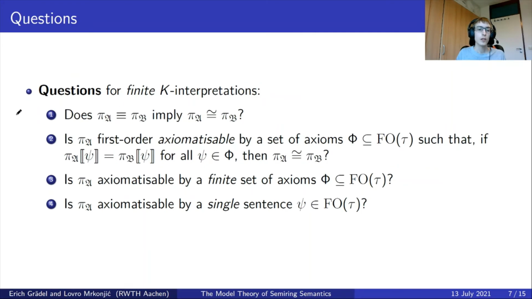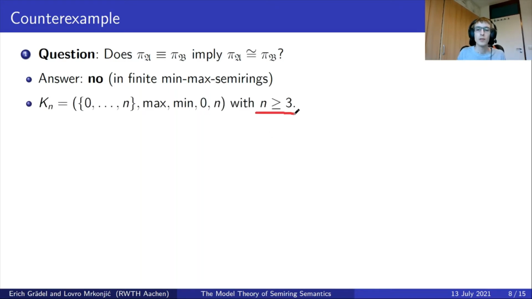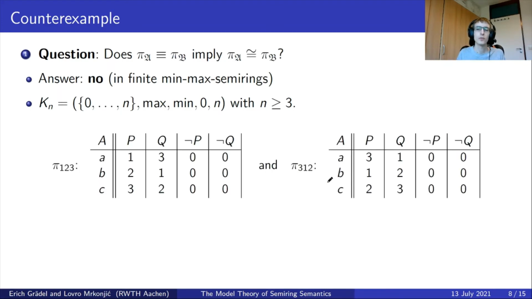Now let's get back to our questions, and we will focus specifically on the first question: does elementary equivalence imply isomorphism? And we will see that this is not the case. For that we will construct a counterexample in a min-max semiring. For now we will assume our min-max semiring has at least 4 elements. So a min-max semiring is basically just elements from 0 to n, and the addition is max and the multiplication is min. So this is a very simple semiring. And our counterexample looks as follows.